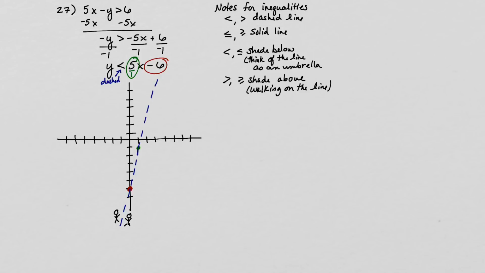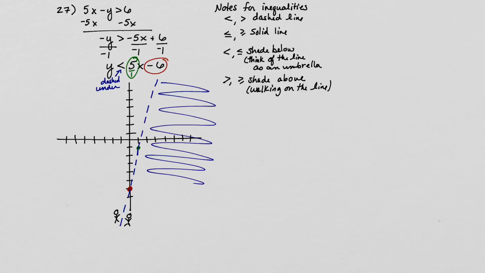So we have a dashed line and it's less than, so we want to be under the line. So we're talking about this whole area here. And the shading and the dashed line are all part of the answer. You have to have all those things in there to give the answer. So let's try another one. I think I can make it fit over here so we still have our notes to look at.